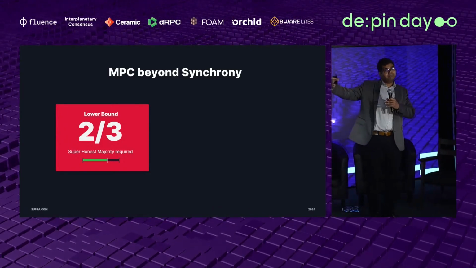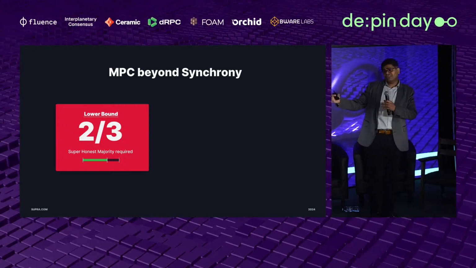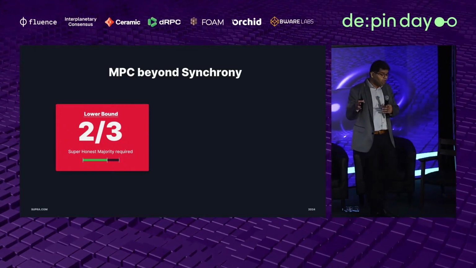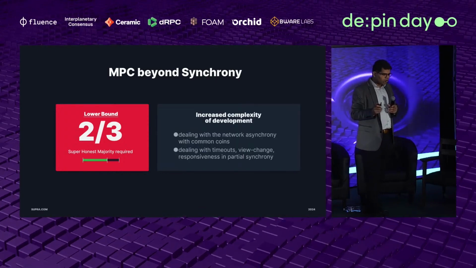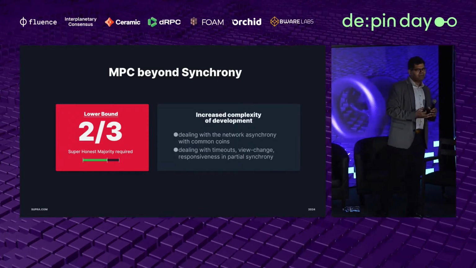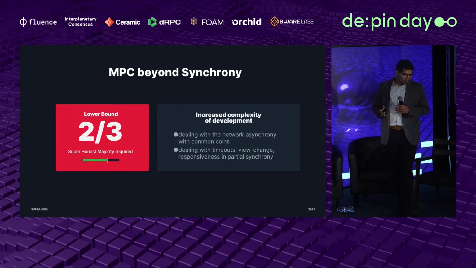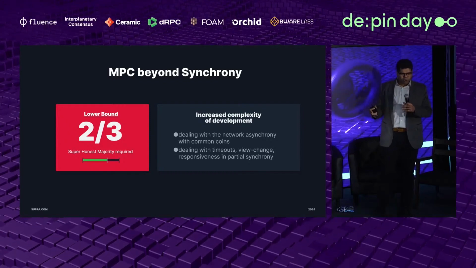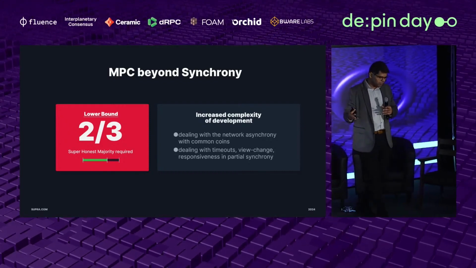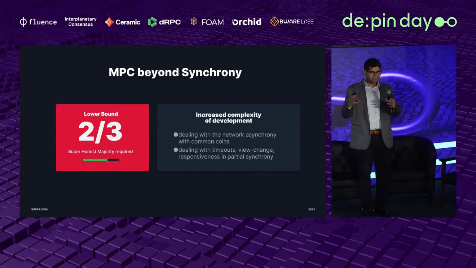You require a much bigger supermajority of them, like 67% of them to be honest, for these things to work out. But not only that, it also makes the development a very cumbersome task, because you have to deal with what are known as common coins, some kind of randomization, or timeouts and other things.